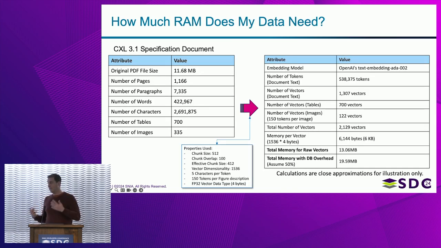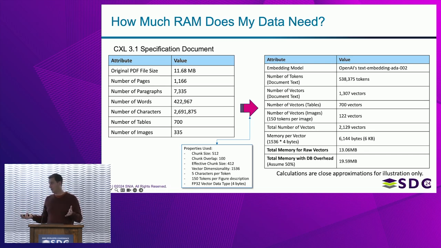But what does that mean for me when I'm looking at my data? How much memory am I going to need to embed my data, assuming you're an enterprise and you don't want to push it to the cloud and use all the open source stuff? Then you can do some napkin math again. So following on from what we just discussed, I just took the CXL 3.1 specification document.